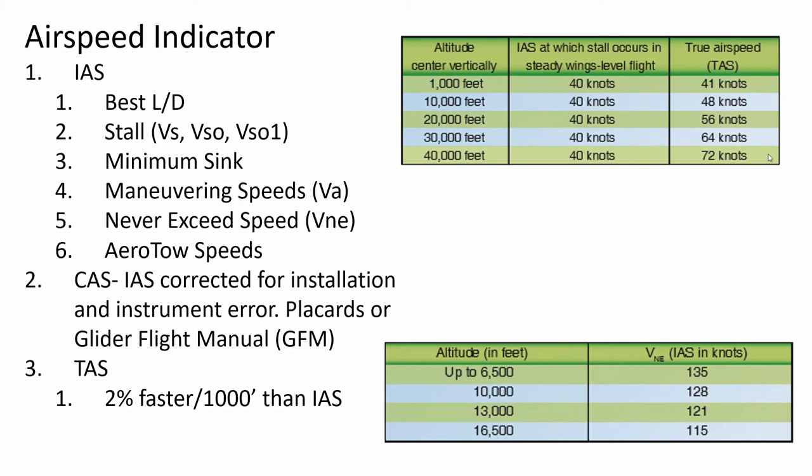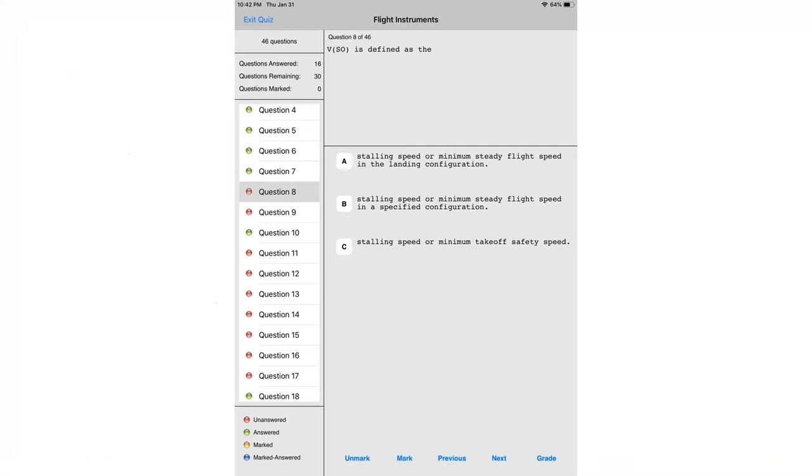VSO is defined as the stalling speed or minimum steady flight speed in the landing configuration. Stalling speed or minimum steady flight speed in a specified configuration, that's VS1. You haven't really learned those yet, or maybe you have, but we didn't really discuss it there. And then stalling speed or minimum takeoff speed. So this one is A.